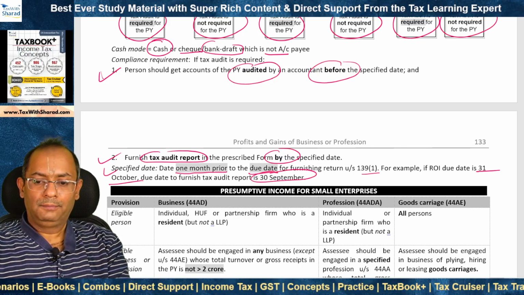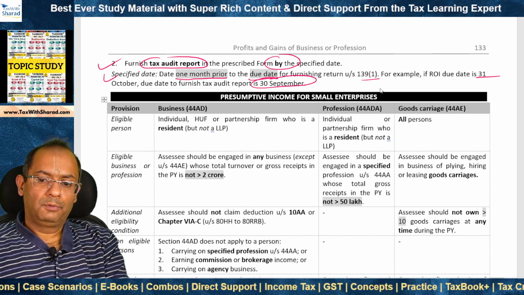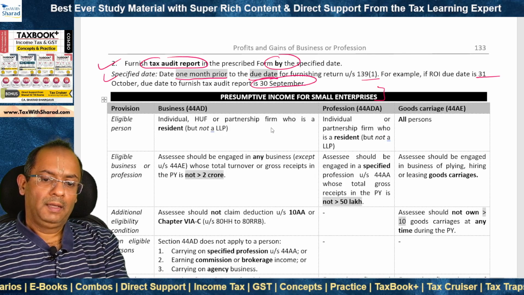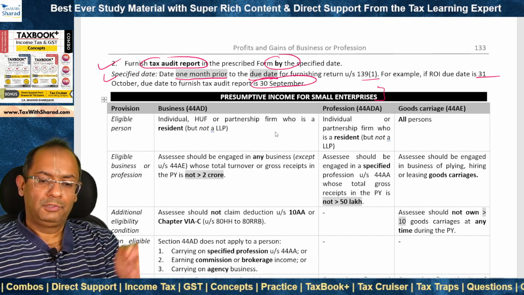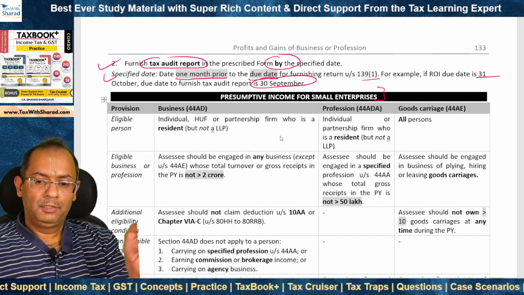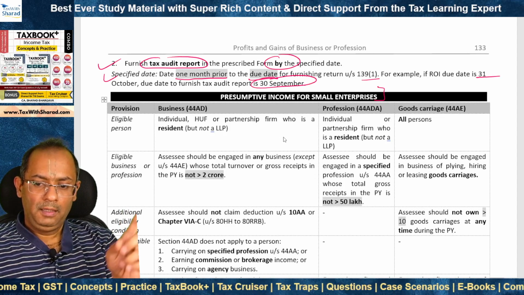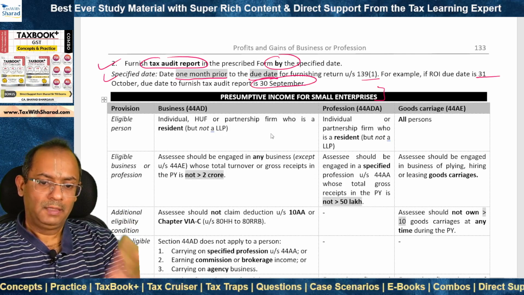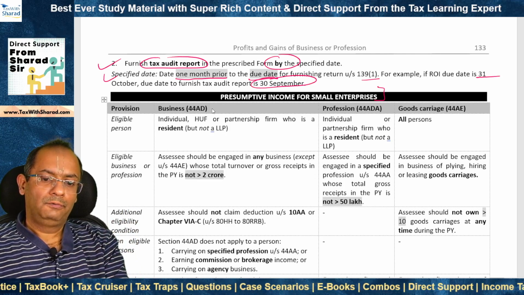be 30th of September. We will now look at the presumptive income provisions for small enterprises. And there are three schemes. 44AD applies to a business, 44AD applies to a profession, 44AE applies to a goods carriage business specifically. First, we look at the provisions of 44AD.